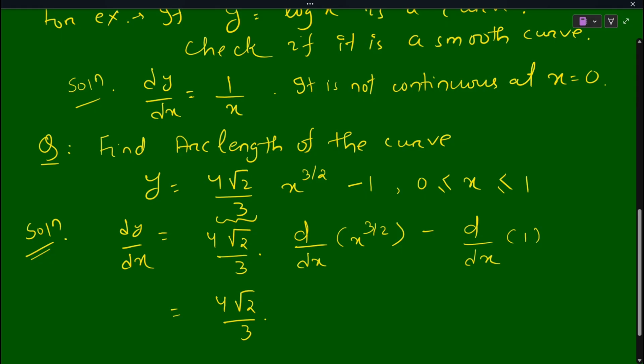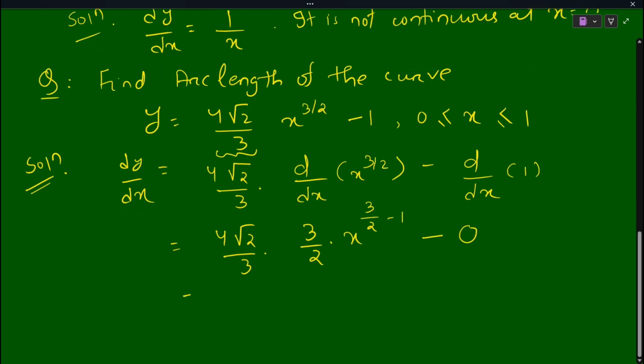So how do we find this one? We know the general formula that the derivative of x to the power n with respect to x is given as n x to the power n minus 1. So we will use that formula. Then minus the derivative of 1 with respect to x, which is equal to 0.